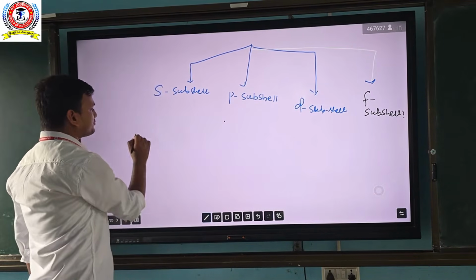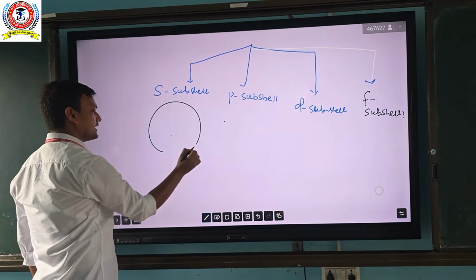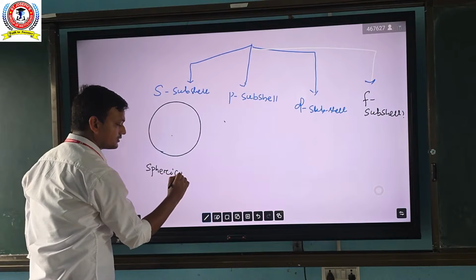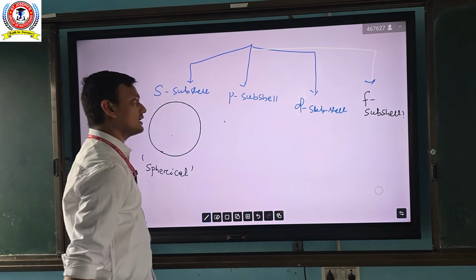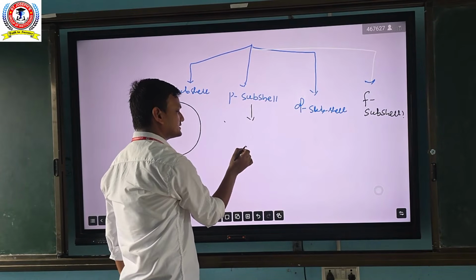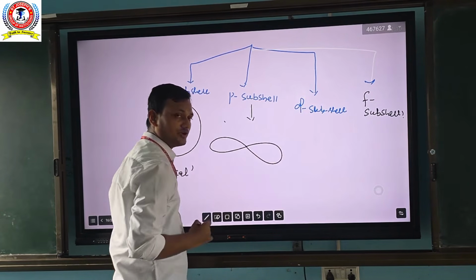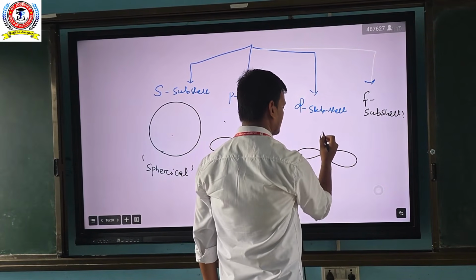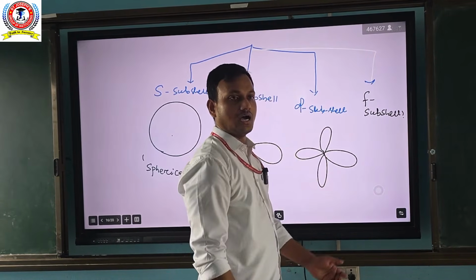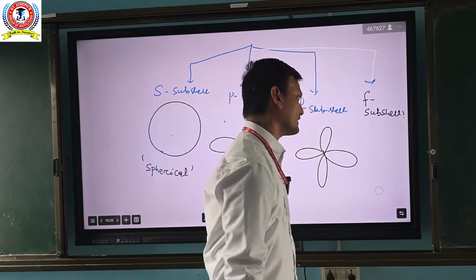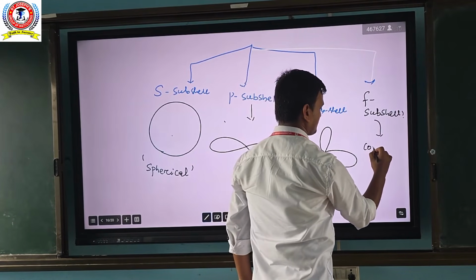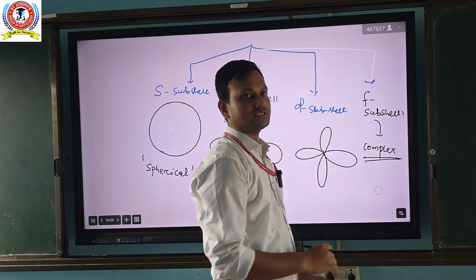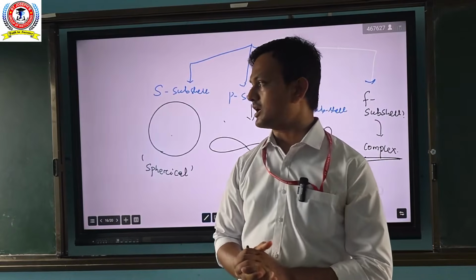And the shape of the S subcell is spherical, the shape of the P subcell is dumbbell, the shape of the D subcell is double dumbbell, and the shape of the F subcell is complex. Okay, this is the complete information about the Azimuthal quantum number.